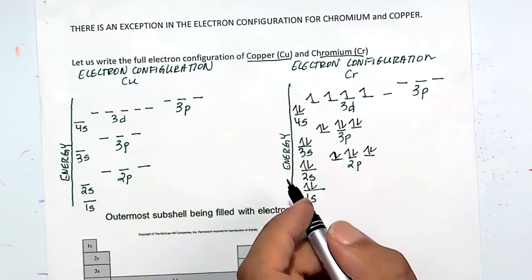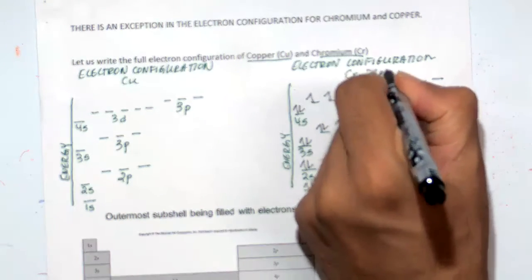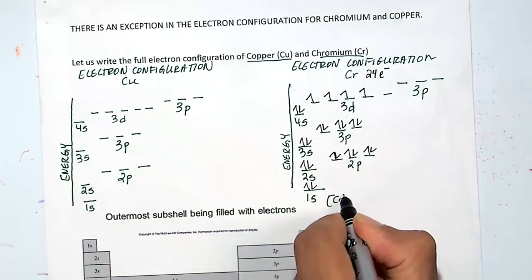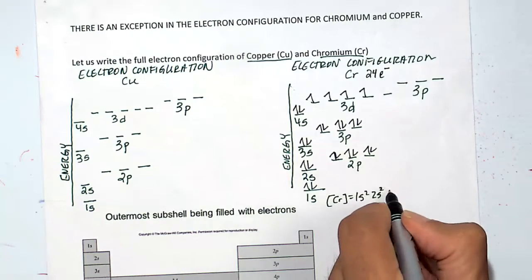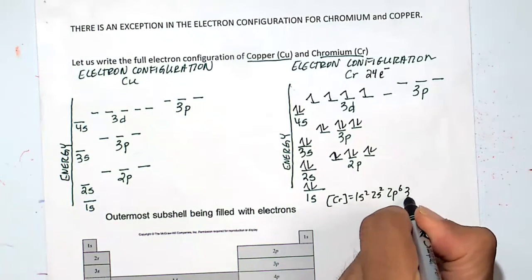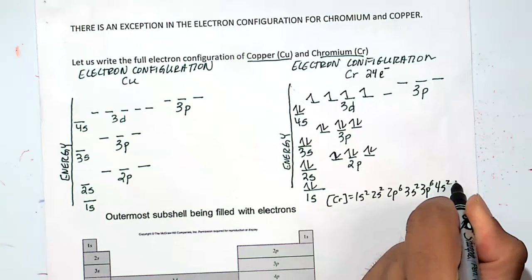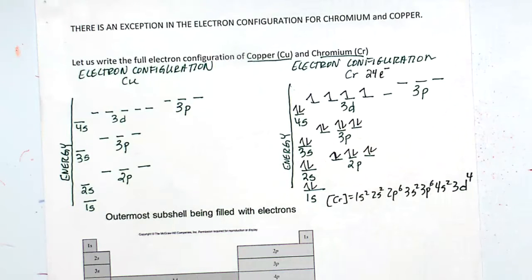So the electron configuration for the 24 electrons in chromium, you would think would be 1s2, 2s2, 2p6, 3s2, 3p6, 4s2, 3d4. Okay, everyone see that?